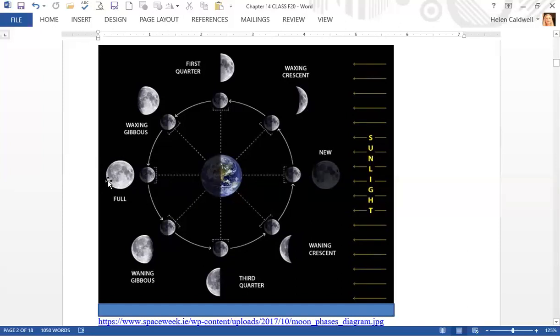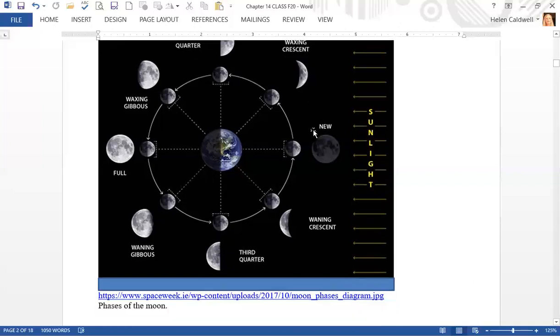And then we come around to another 7 days from full moon to third quarter, and again, half the moon looks bright compared to when we started. You'll notice it's the opposite half from the first quarter. And then finally, at the end of that 28-day cycle, you're back at the new moon position. So the moon moves around the Earth and the Earth rotates on its axis.